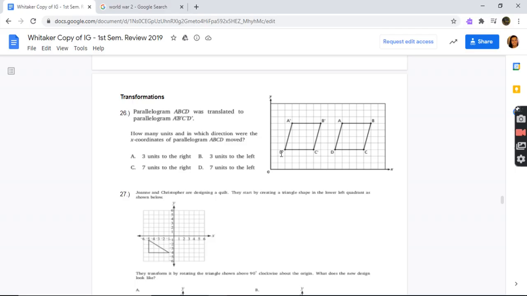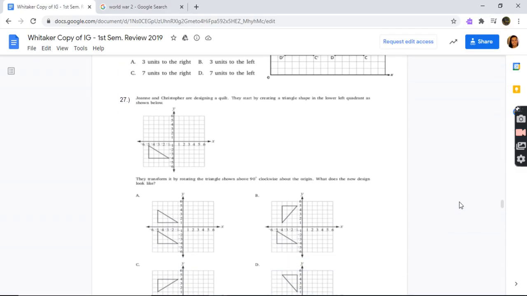A is on this side, D is on that side, C is on the other side, and B is on the other side. They look the same. Is it like 3 units to the right, 7 units to the right, 3 units to the left, or 7 units to the left?